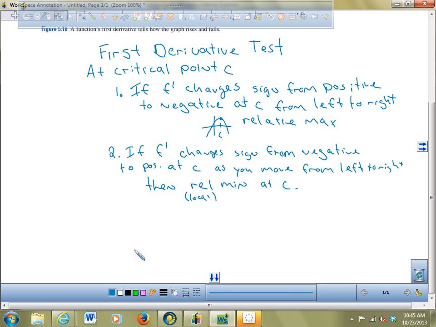Okay? And then the kind of corollary to that is, if you're at a critical point where the derivative is 0 or undefined, and if f prime does not change sign from left to right, then what's got to be true?